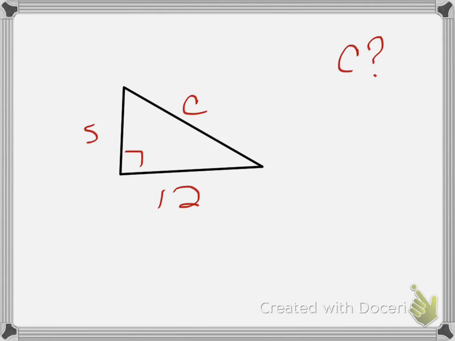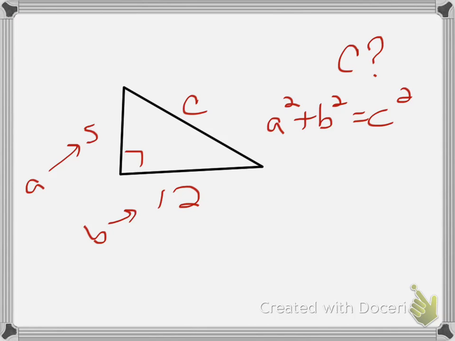Now we're going to actually use Pythagorean theorem. Here's Pythagorean theorem. A squared plus b squared equals c squared. So let's plug it in. First we have to label what A is. Here's A. Now we have to label what B is. Here's B. We already know what C is because it's across from the 90-degree angle. So we're good. And it's already labeled for us. So now we plug it in. 5 squared plus 12 squared equals c squared.